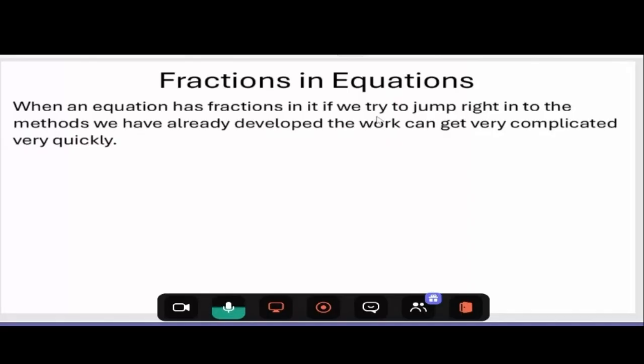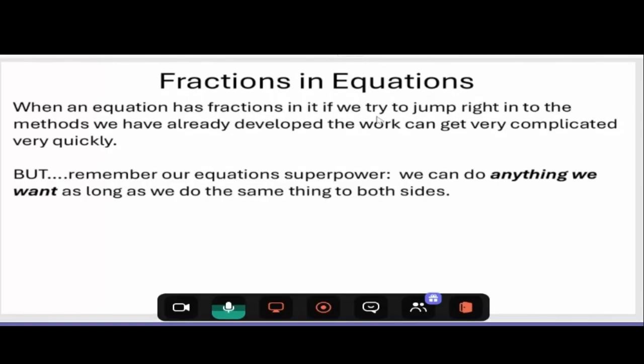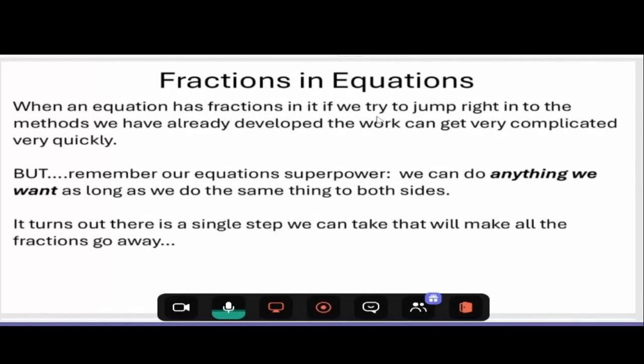On the really simple ones, it might work okay, but with just the slightest additions in complexity, the fraction work gets really, really complicated really, really quickly. So what we want to do instead is use our good old equations superpower, that we can do anything we want to as long as we can do it to both sides, because it turns out there's something we can do that makes all of the fractions just completely go away. So there's a single step we can take that will make all the fractions go away.